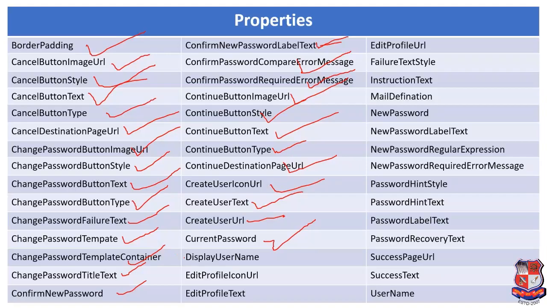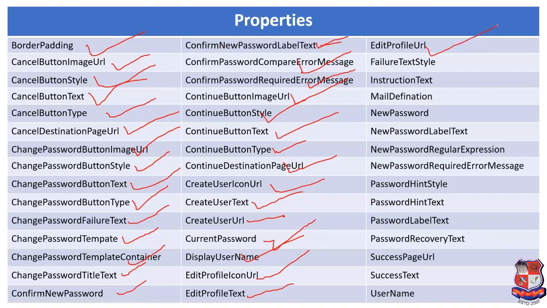Next is display username. It is used to retrieve or specify a value indicating whether the change password control should display the username control and label. Next is edit profile icon URL. It is used to set or get the URL of an image to display next to the link to the user profile editing page. Next is edit profile text. It is used to retrieve or specify the text of the link to the user profile editing page.